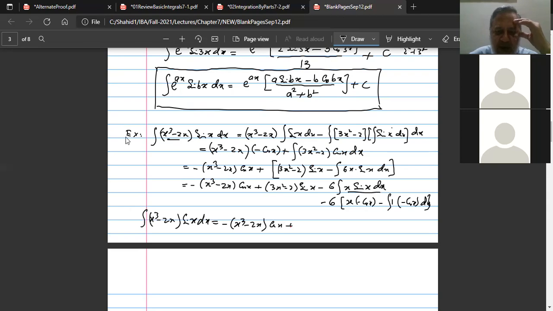plus 3x square minus 2 sin x minus minus plus 6x cos x minus minus plus minus minus integral cos x 6 times sin x plus c. This is our result.